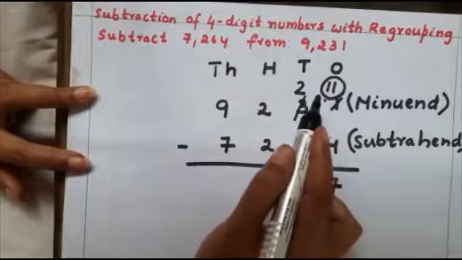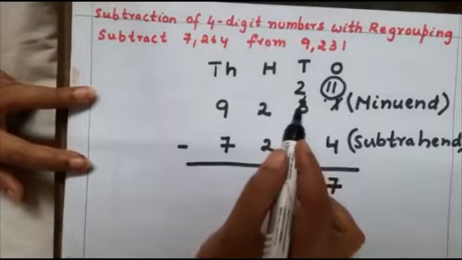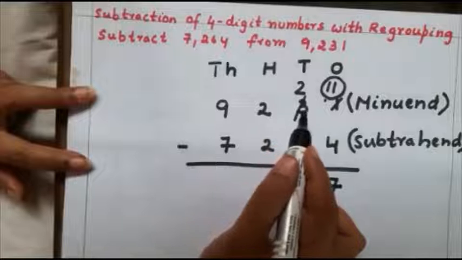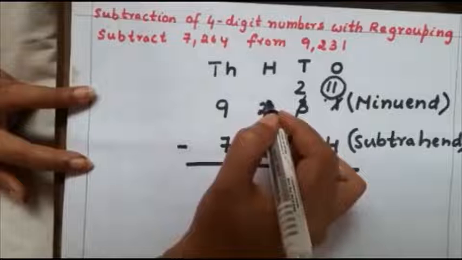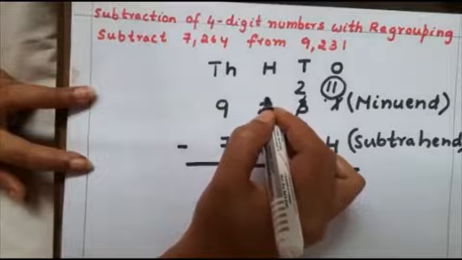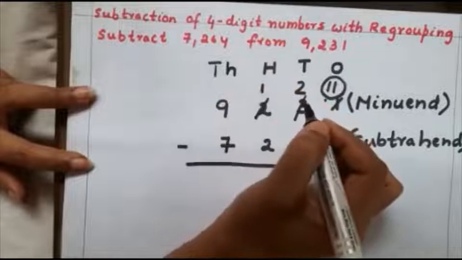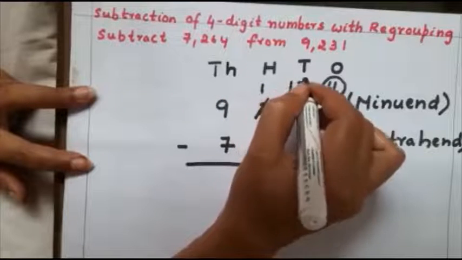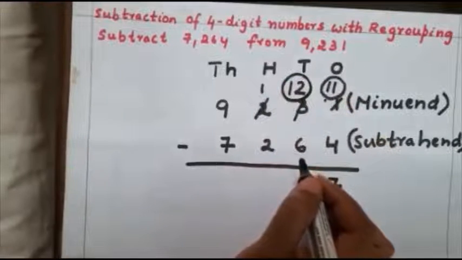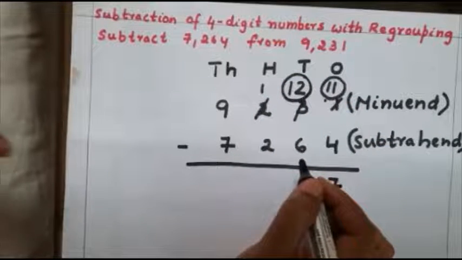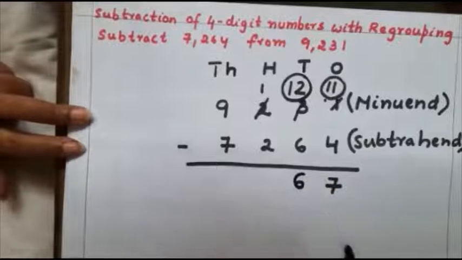Now move to the tens column. Can we subtract 6 tens from 2 tens? No. So what we need to do? We need to regroup from the hundreds place. So 2 hundreds becomes 1 hundred and 2 becomes 12 tens. So now subtract 6 tens from 12 tens, that is, we get 6 tens.